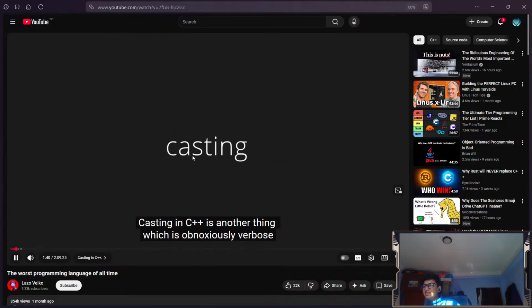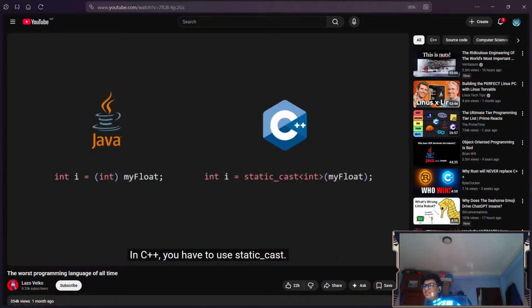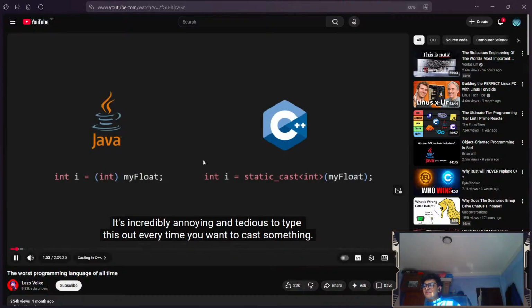Casting in C++ is another thing which is obnoxiously verbose in comparison to other languages. In Java, you just put things in parentheses. It's simple, concise, and clean. In C++, you have to use static cast. It's incredibly annoying and tedious to type this out every time you want to cast something, and it's a terrible eyesore that bloats up the code.